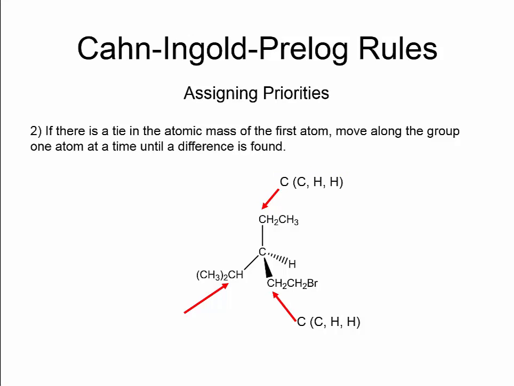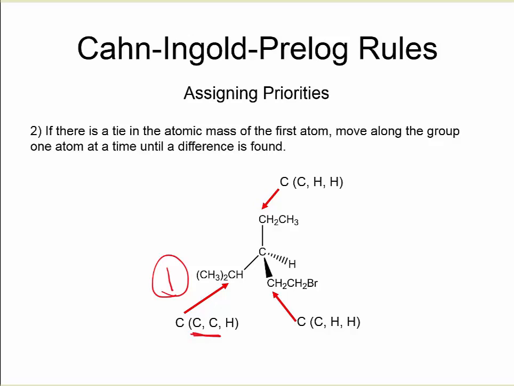Looking at the bromoethane group, you see that the carbon here is bonded to a carbon and 2 hydrogens as well, so we're still tied with those 2 groups. And the third carbon is bonded to 2 carbons and a hydrogen. So what I know at this point is my highest priority group is the one that is carbon-carbon. These 2 are tied, and my lowest priority group is the hydrogen. So we'll need to continue marching down that chain until we find a point of difference.